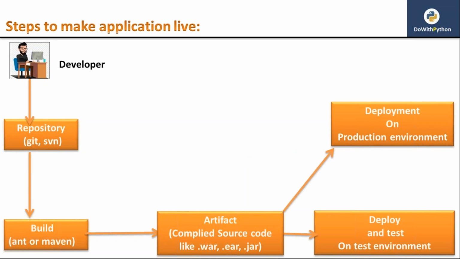Okay. So guys, if you observe here, each and every step is manual. Suppose a developer completes the code and pushes it into the repository. Then they have to send some communication to the build team. The build team will come, take that code from the repository and build it. Once it is built, they have to store it in a location, say an artifact store.